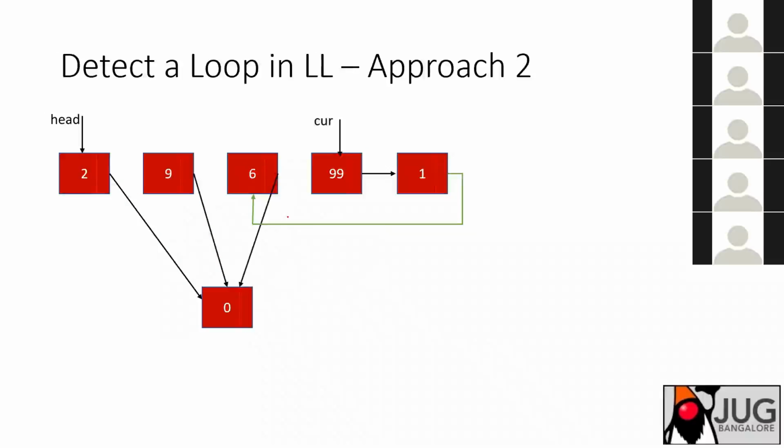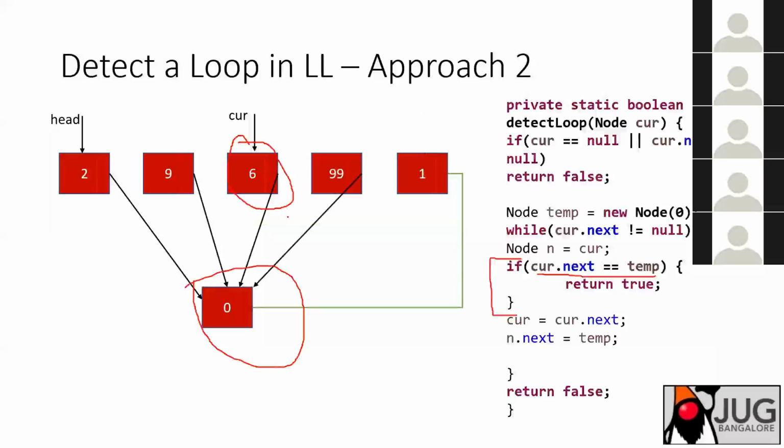So what I'm doing is just changing the pointer and checking for a loop or already marked ones. Once you come to 6, you identify that its next is already pointing to temp. That itself suggests that it is an already visited node. Once I reach 6, I will identify that this is an already visited node. It is a loop. So that is how it is.